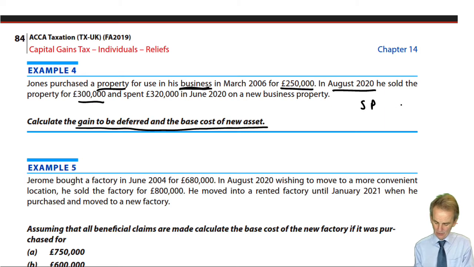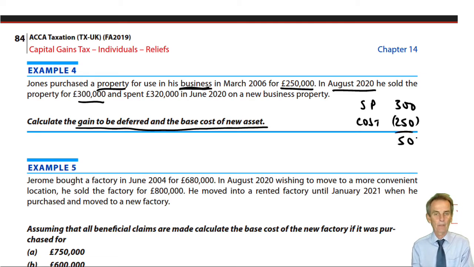But you can see that you've got sales proceeds of $300,000. You've got a cost of $250,000. You've therefore got a gain of $50,000. The question is whether all of that gain can be deferred. So what did we sell for? $300,000. What did we then buy for?